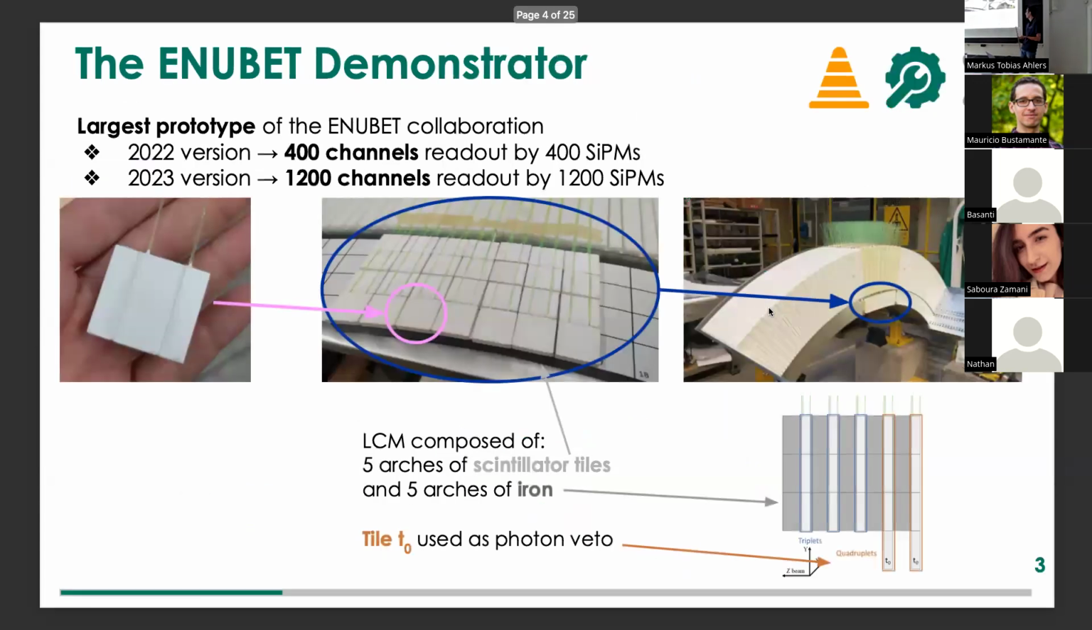So our detector is a calorimeter. We want to measure the energy of the leptons. We built two versions, one with 400 channels and one with 1200 channels. They are composed of alternating layers of iron and plastic scintillator tiles. In addition, we have two tiles without the iron in between, and I will say in a moment why we made this choice.